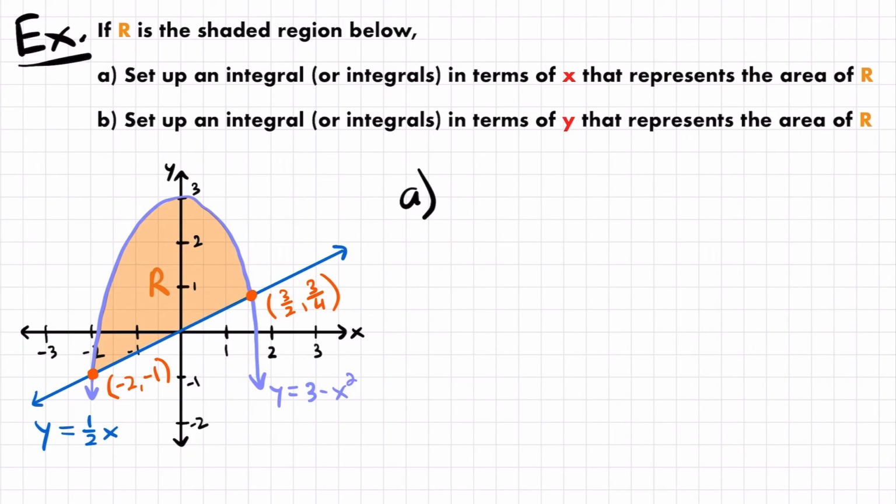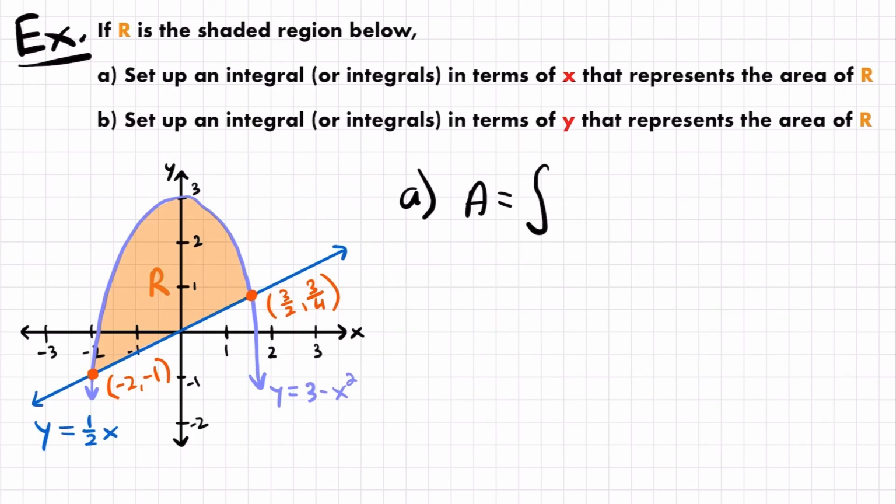All right, so when we want to set up an integral in terms of x for this area, we want to look from the top down, and our bounds of integration need to be values of x for which this region lies between. So the area will be equal to the definite integral from some lower bound of x to some upper bound of x. And so let's look at this region. What values of x does it lie between? Well, it goes from -2 to this point right here, which the x value is 3/2.